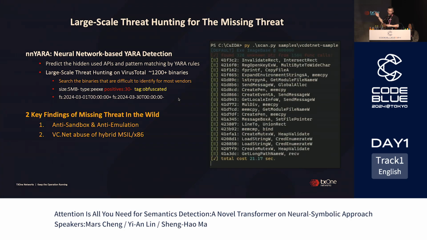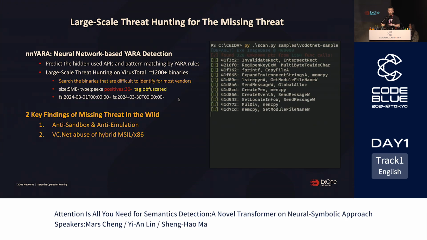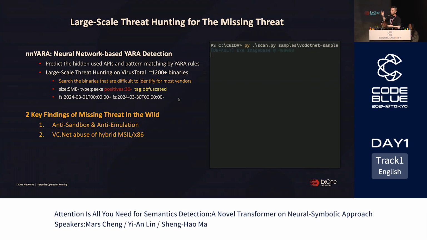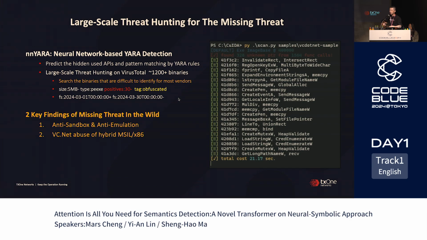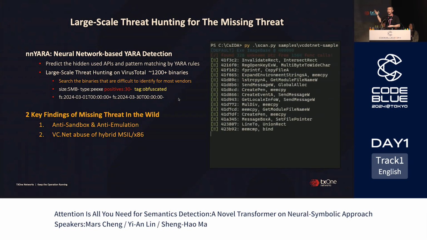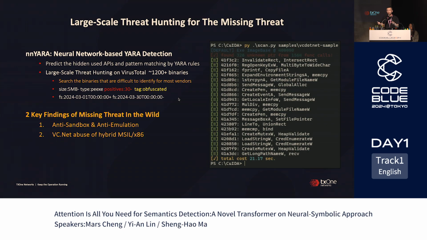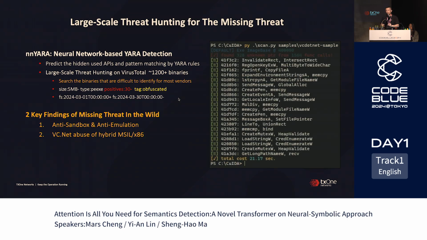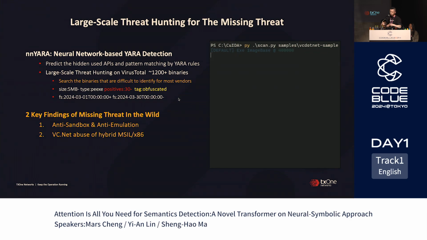On the right side, you can see a quick demo. We have prepared an out-of-the-box tool on our GitHub. You just clone our project and directly use our tool right here. Put an EXE program file into our engine, and our engine will tell you what kind of hidden API is inside this obfuscated binary, so you can do follow-up research.